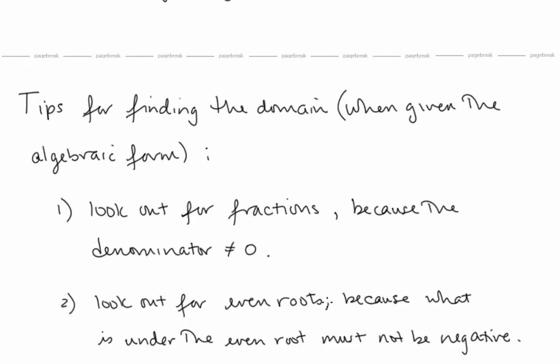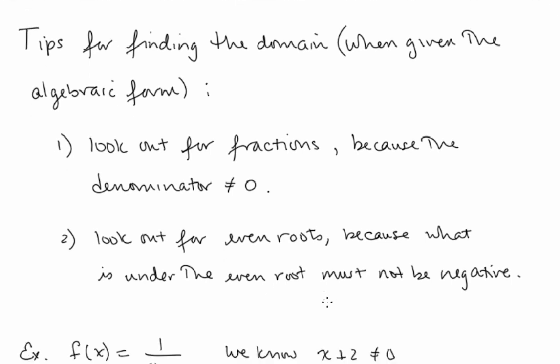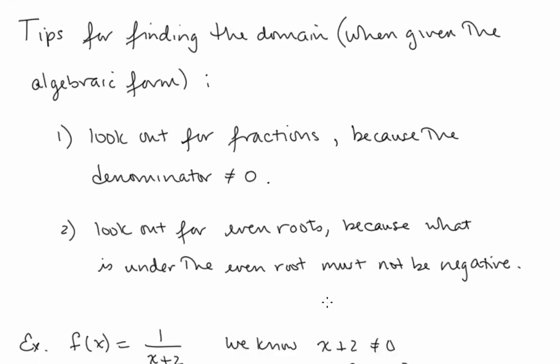Now let's talk about some tips for finding the domain when we're given algebraic form. We want to look out for fractions because the denominator cannot equal 0, and we want to look out for even roots because what's under the even root must not be negative. And then I just want to mention here, in Calc 2, we also add to this list, we look out for logs. But that doesn't come up in this course because we're doing late transcendentals.